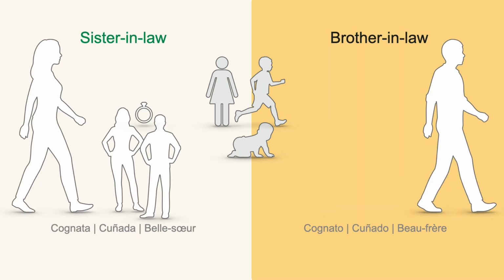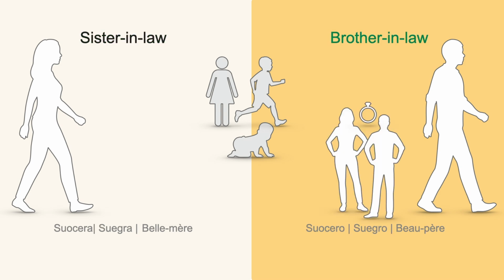If you are married, your spouse's sister is your sister-in-law. Sister-in-law. If you are married, your spouse's brother is your brother-in-law. Brother-in-law.